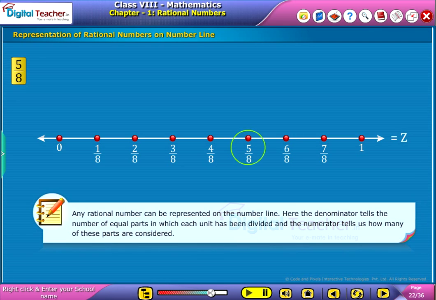Note: any rational number can be represented on the number line. Here, the denominator tells the number of equal parts in which each unit has been divided, and the numerator tells us how many of these parts are considered.